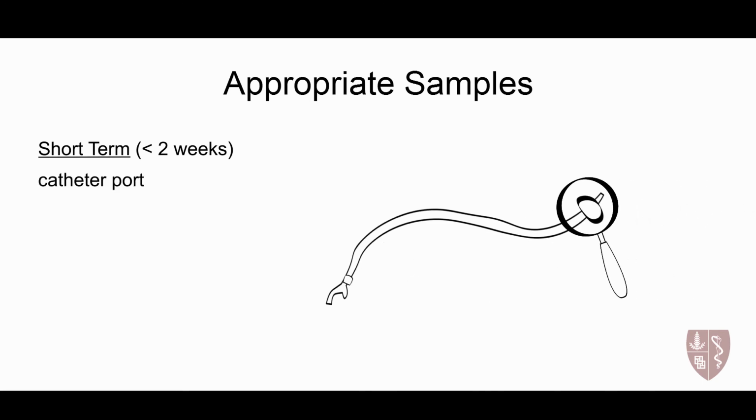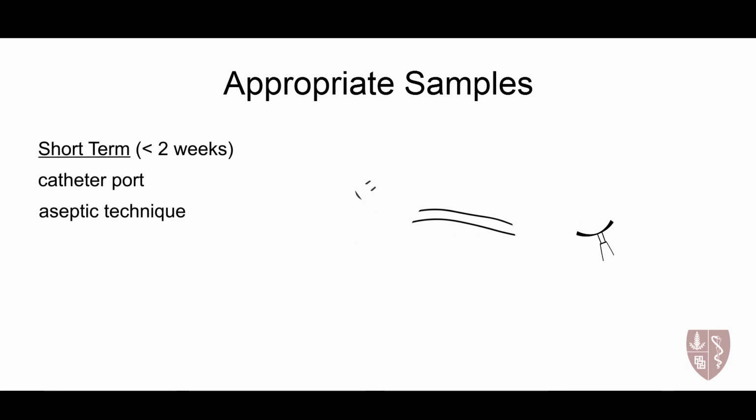According to the IDSA guidelines, obtaining samples from the indwelling catheter in patients with short-term catheterization, being that of less than 2 weeks, is acceptable. These cultures can be obtained by sampling through the catheter port using aseptic technique or puncturing the catheter tubing with a needle or syringe. However, this is not the case for long-term indwelling catheters or those that have been present for greater than 2 weeks.